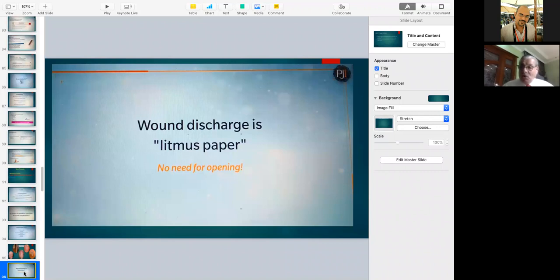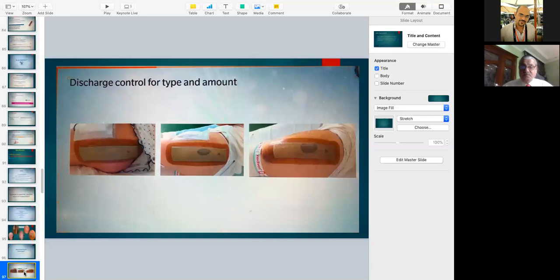If it is all of them need for opening, this is the important question when you see the discharge. It's important to get an idea about the type of the discharge and amount of the discharge. These are three pictures to see the amount of the discharge, and also the type of the discharge, whether it's yellow, synovial, or red. It's important to care about it.